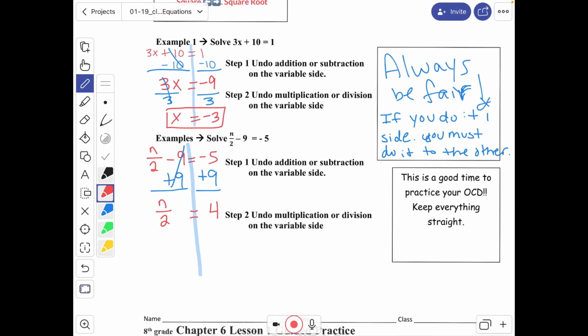Now we do the opposite of dividing, which is multiplying. So I'm going to multiply by 2 on both sides. And if it helps, you can put the 1 underneath there and think about how you are simplifying the 2's. If you do that, then all that's left is the n. On the other side, we have 4 times 2, which is 8. So n equals 8.